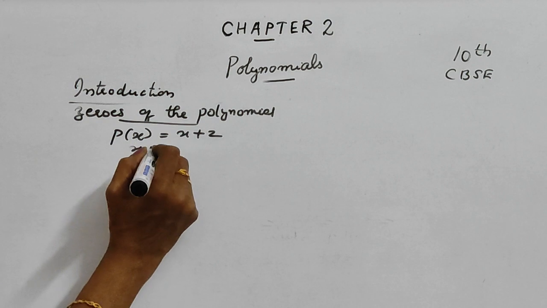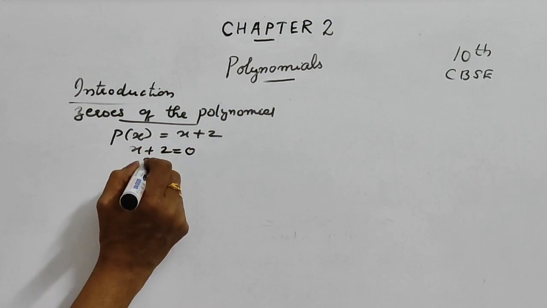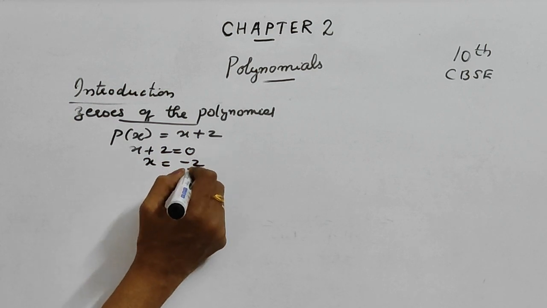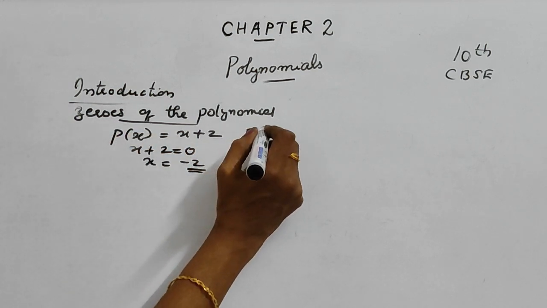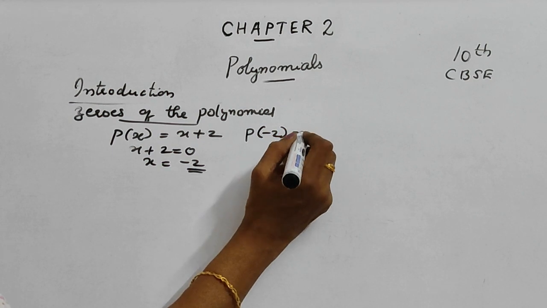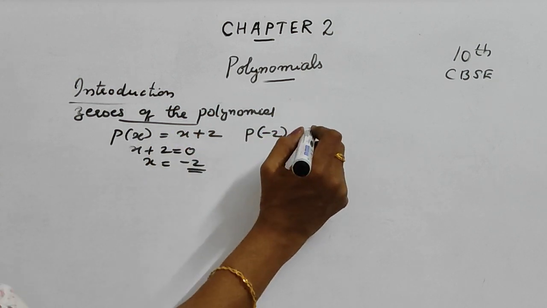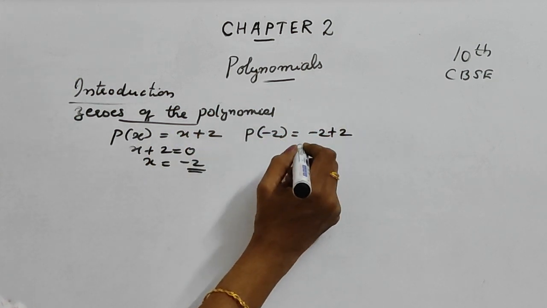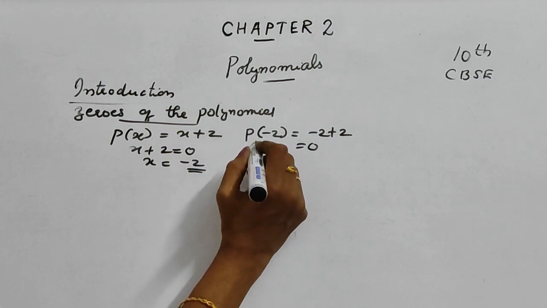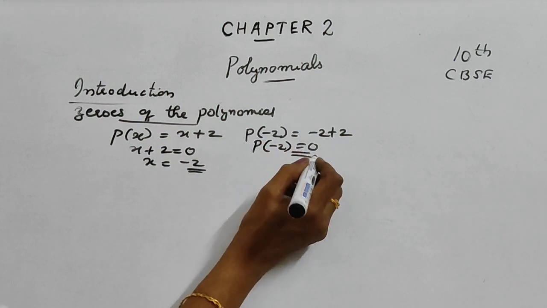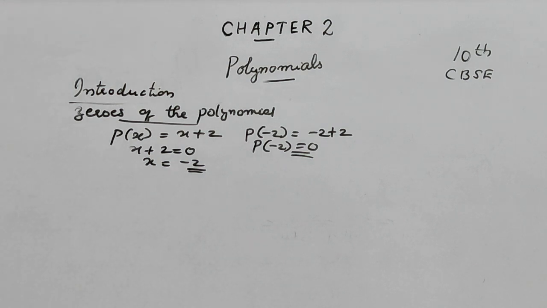Equating x plus 2 equal to 0, x is equal to minus 2. When x is equal to minus 2, p of minus 2 means instead of x you have to give the value minus 2. Minus 2 plus 2 equals 0. So p of minus 2 is equal to 0. When x is equal to minus 2, the polynomial becomes 0. The value of the variable for which the polynomial becomes 0 is called the zero of the polynomial.